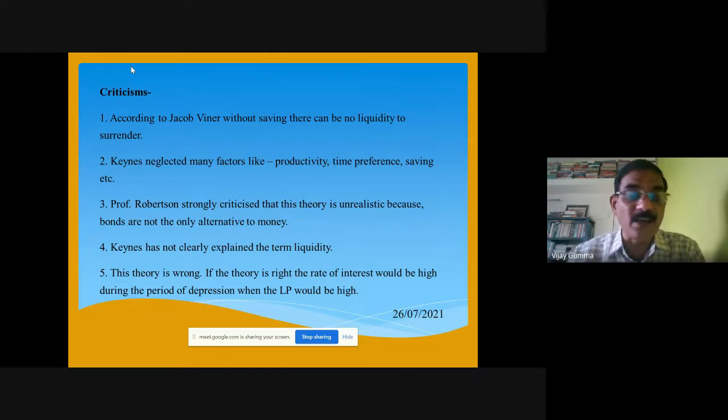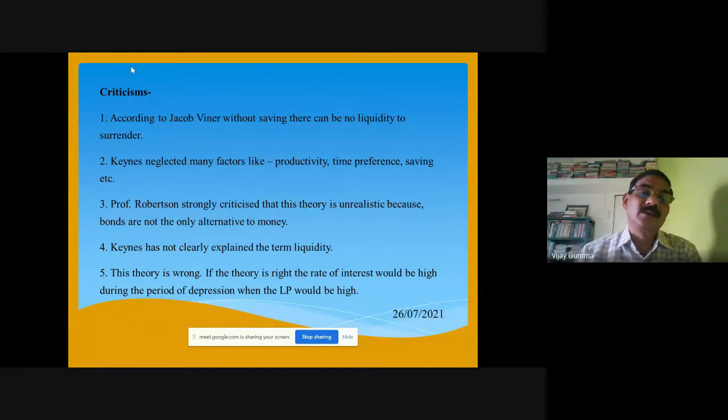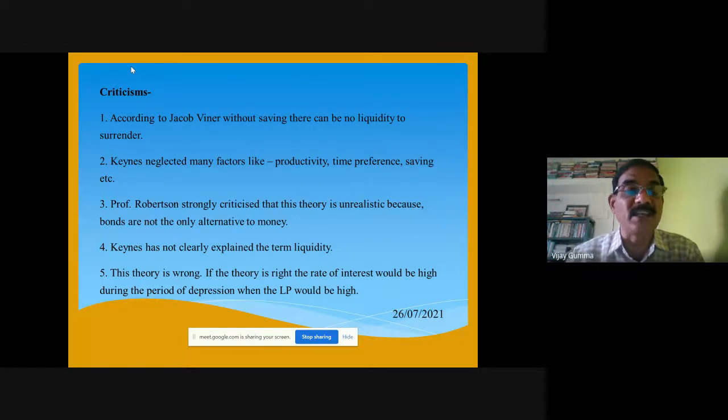If this theory is right, then the rate of interest would be high during the period of depression when the liquidity preference would be high. These are the criticisms placed by the critics on the Keynesian liquidity preference theory of interest.